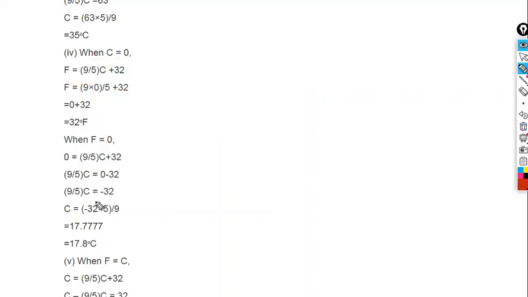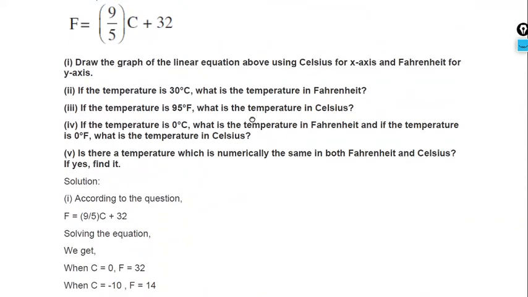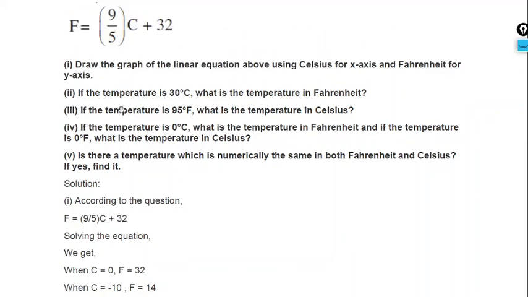Okay, let's see what question V is saying. Is there a temperature which is numerically the same in both Fahrenheit and Celsius? If yes, find it. So is there a temperature in which C and F are same? Okay, it's a very nice, very interesting question. So is there a temperature in which Celsius and Fahrenheit are same?